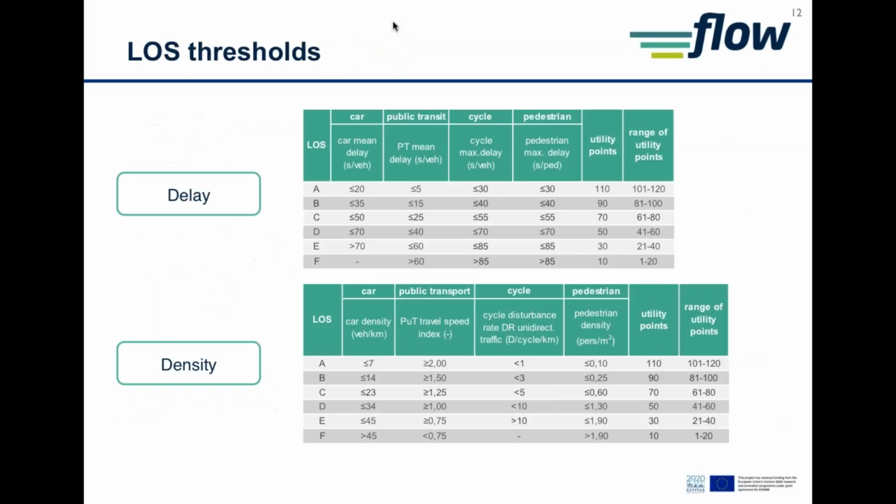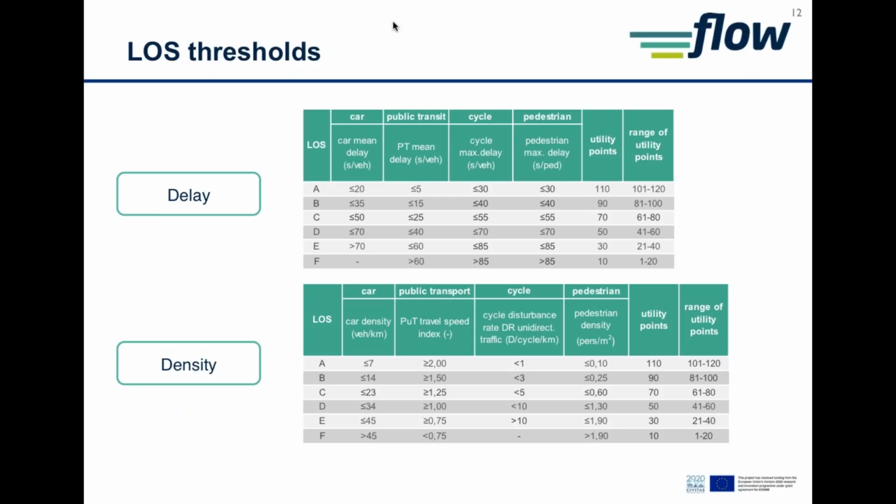All right. How do we derive those LOS numbers? There we have to distinguish again between delay and density. In the upper table you can see the different LOS classes for delay. So for example, if there is a mean delay, as measured in seconds per vehicle of cars, which is below 20 seconds, then we have LOS A. And that also applies for the other modes, this kind of transformation. And then we receive a certain number of utility points. For example, the level of service A leads to 110 utility points. We have to keep this in mind for the calculation process, for the aggregation process, which I will explain in a second.